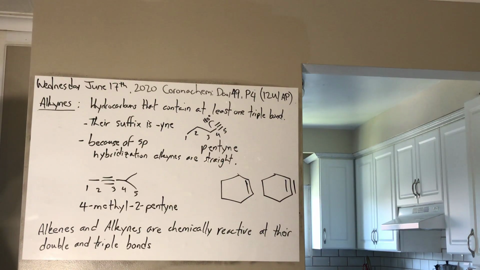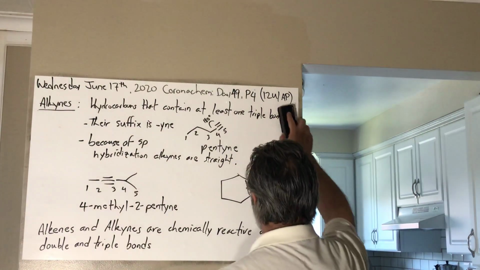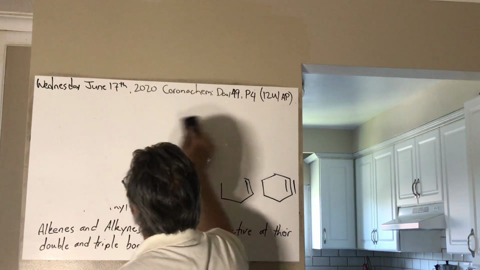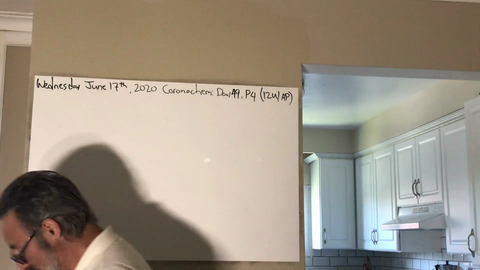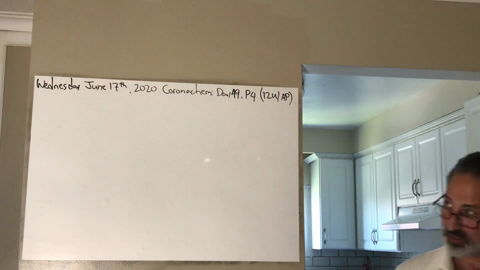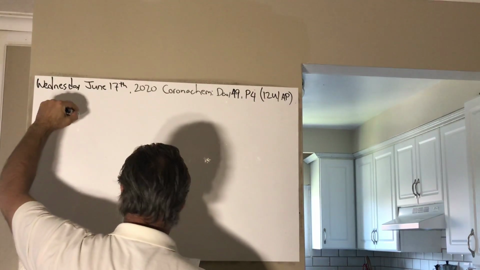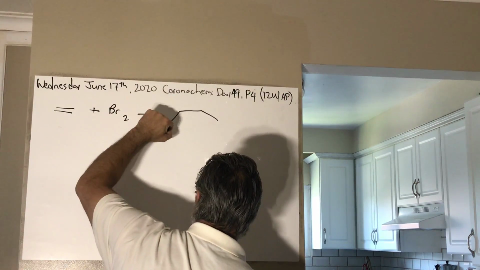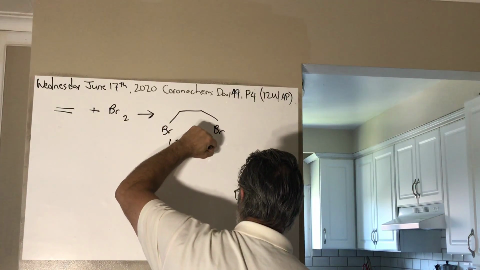Alkenes and alkynes are chemically reactive at their double and triple bonds, which will now begin my next section where I show you some of the reactions that alkenes and alkynes can undergo. Typically, alkanes are quite unreactive because they don't have high electron densities in the areas where you might want the reaction to take place. But let's take something like ethylene, and if we add bromine to it, what you'll get is something like this: 1,2-dibromoethane.